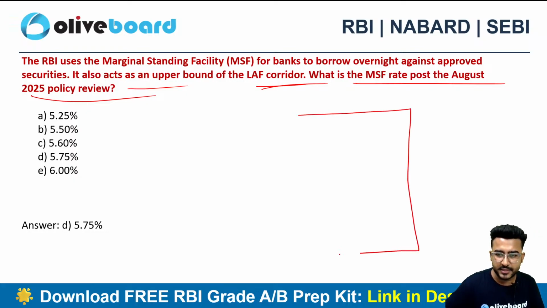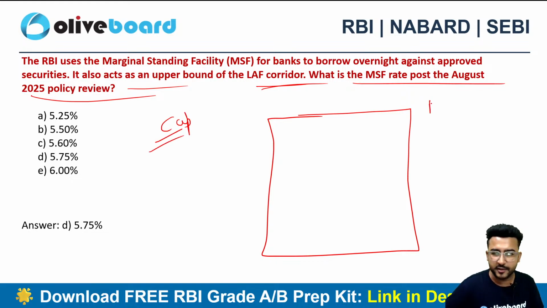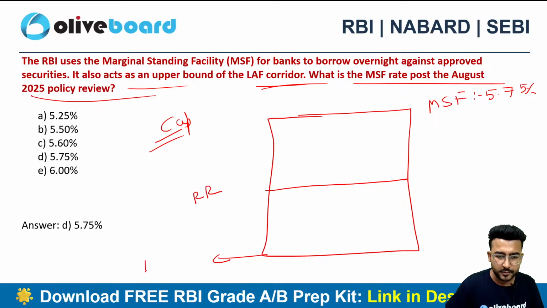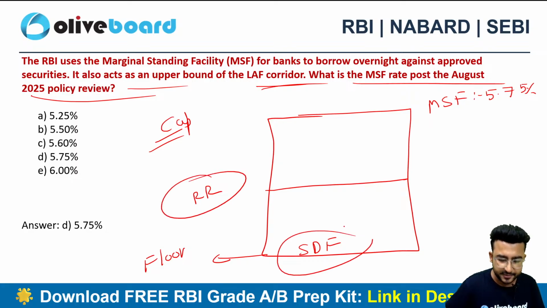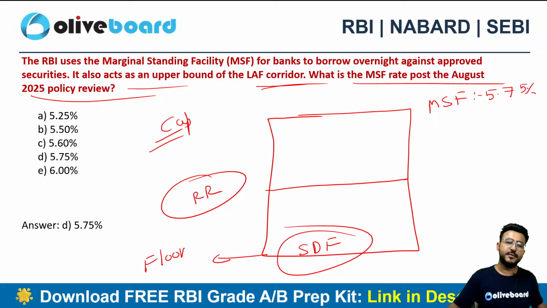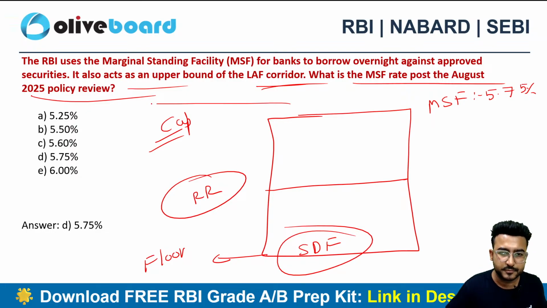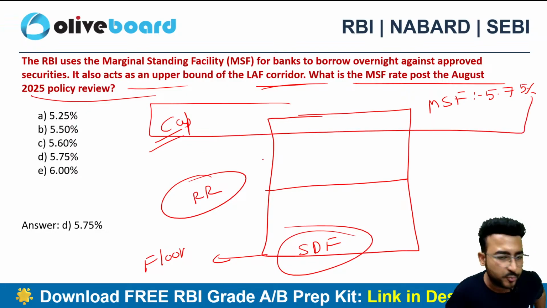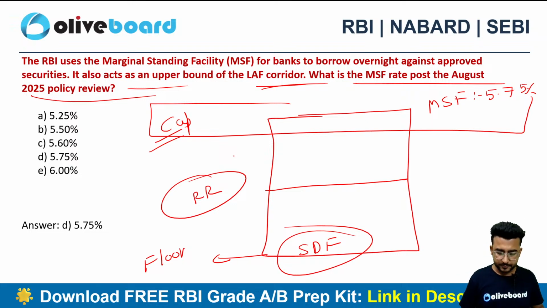So this is nothing but the cap. If I draw a corridor, I know my drawing is horrible, still let me just draw it. MSF 5.75%, right? What will be there here? Repo rate. And at the floor, what will come at the floor? SDF. So quickly tell me the repo rate as well as the SDF rate here itself. This is nothing but the LAF corridor concept, right? This is the cap, which is MSF. We try to maintain the repo rate in between.